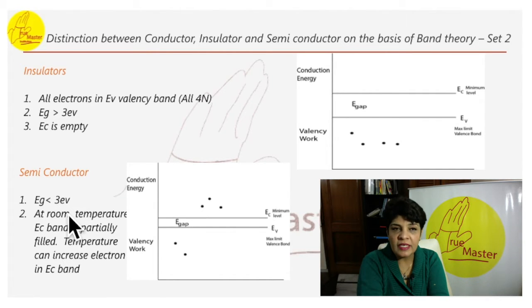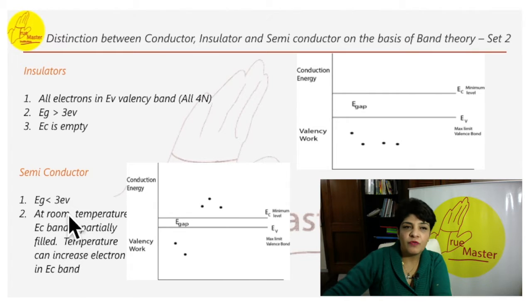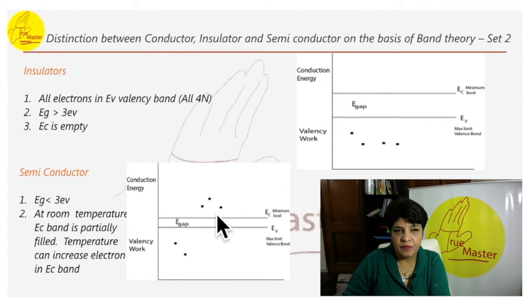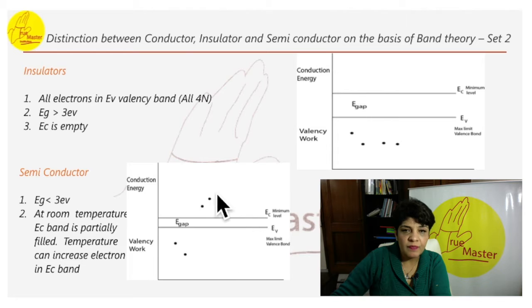At room temperature, the EC band is partially filled. So if you see, there are a few electrons, 1 or 2 or 3. At a temperature other than absolute zero, a few free electrons are present in the conduction band, and as we increase the temperature, the electrons in the EC band increase, and so does the conductivity. It becomes kind of a conductor, better than an insulator, but the semiconductor has only little conductivity.